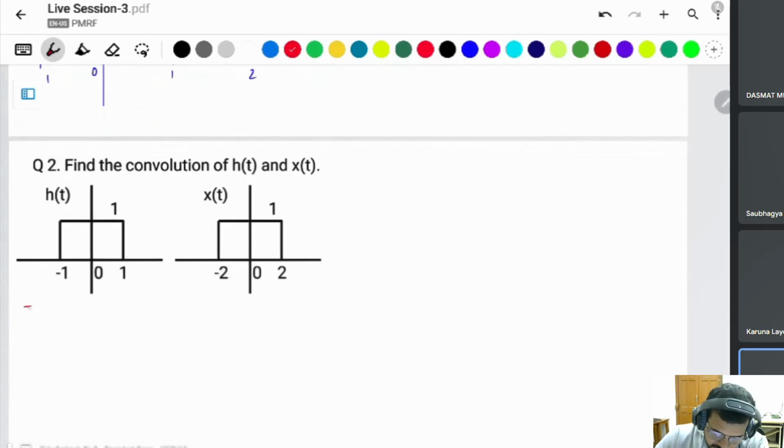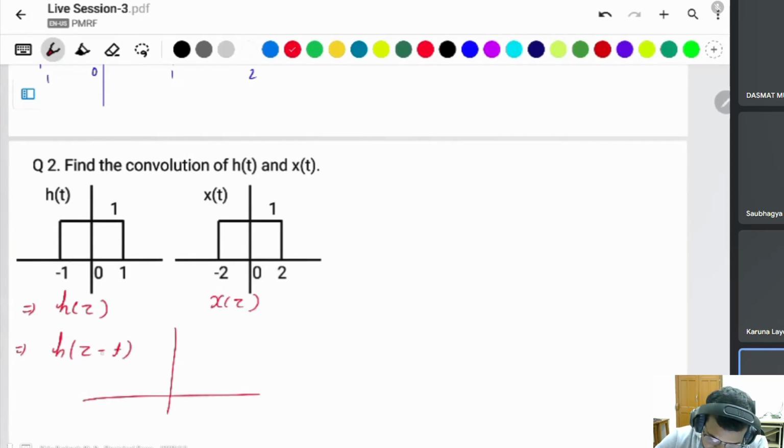This is s(t). First of all, take it as tau, this is x(tau). We have to find h(t minus tau). Now can you find it? First find tau minus t. Tau minus t means this will be shifted to some value t. By shifting towards the right-hand side, you have to add some t.